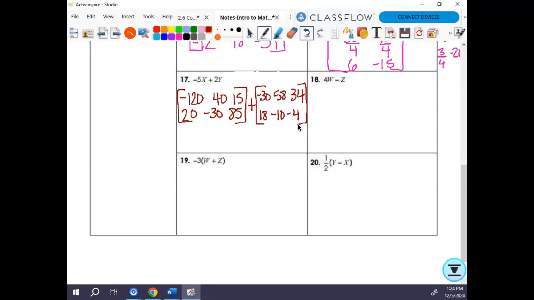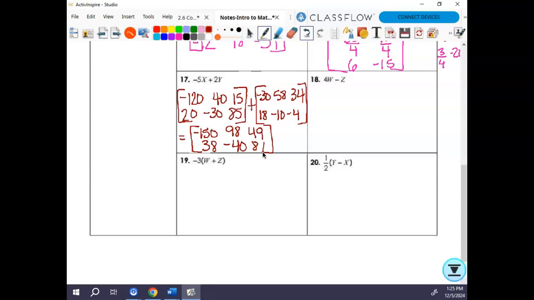Okay. So now I've written out my 2 matrices that I'm going to add together. They are the same dimensions, so it works. In the end, when I add them together, negative 120 plus a negative 30 is a negative 150. 40 plus 58 is 98. 15 plus 34 is 49. And then 38, negative 40, and 81. Everybody okay with that? Do you understand how that works?